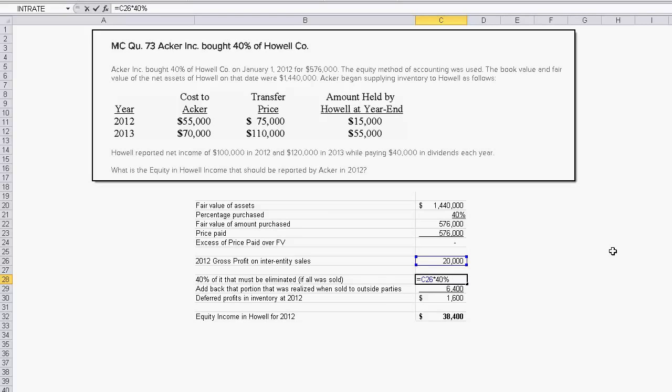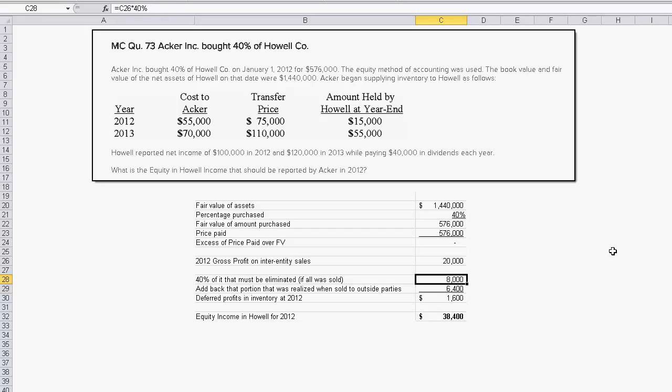because keep in mind that when a parent sells to the sub, that markup is really just a transfer. And we're using the equity method, we're going to record the income of the sub based on the percentage we own. So using that logic, if all of it was sold, we would have to eliminate 40% of the $20,000 if all of it was sold. But it wasn't. We need to add back that portion that was realized when it was sold to outside parties.